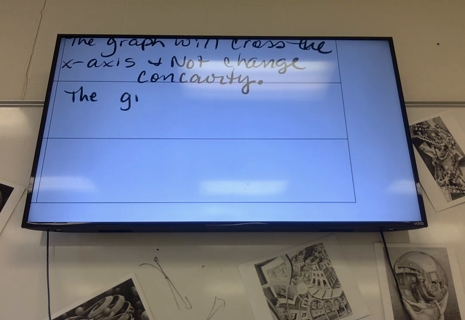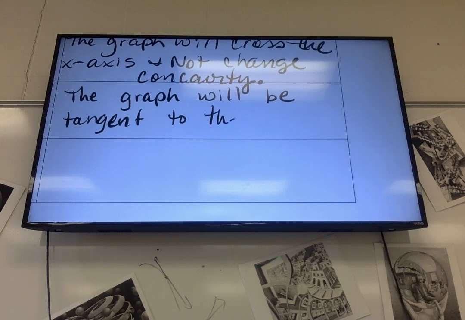So the graph will be tangent to the x-axis. And I'm also going to write over here bounce. Because when you're reading your notes, you may say tangent and be like, what? But bounce, you'll probably have more of an understanding of what you mean by that.